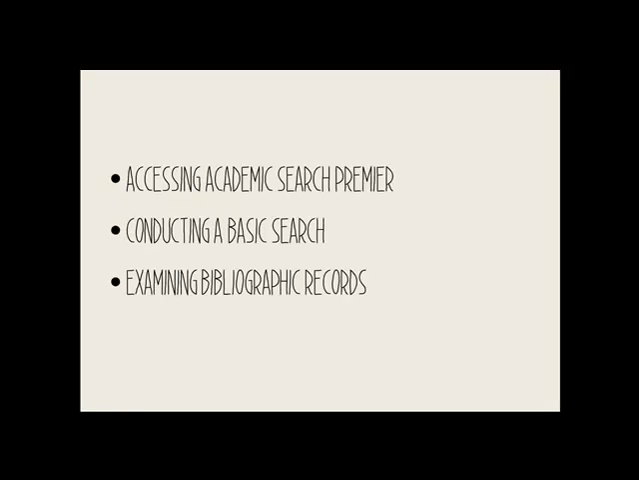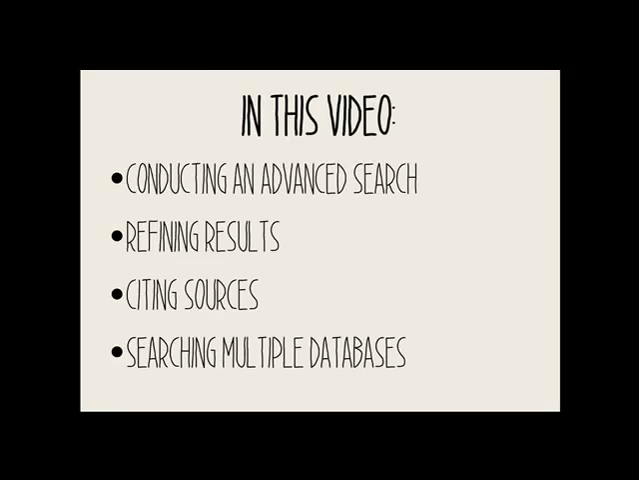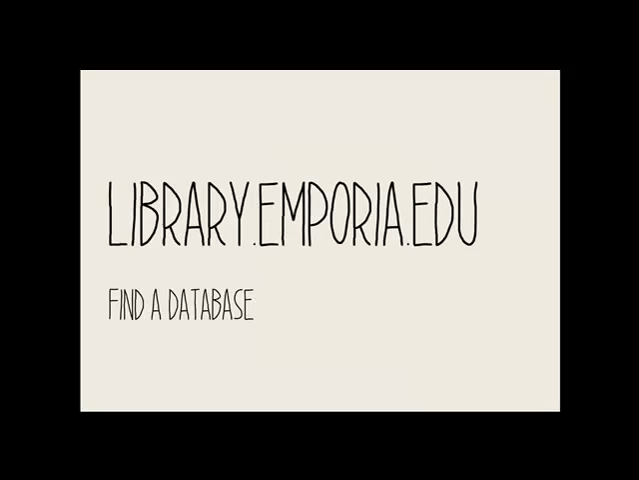This is part 2. Last time we looked at accessing Academic Search Premier using the library homepage, conducting a basic search, and examining bibliographic records. In this video, I'm going to show you how to conduct an advanced search using Academic Search Premier, refine our results, look at ways of citing our sources, and also a quick tip on searching multiple databases.